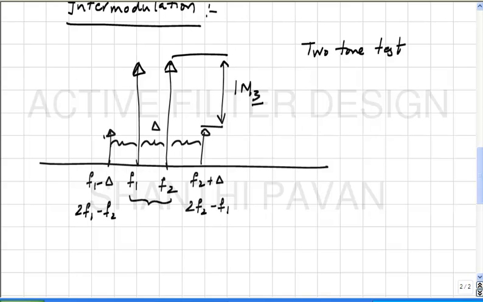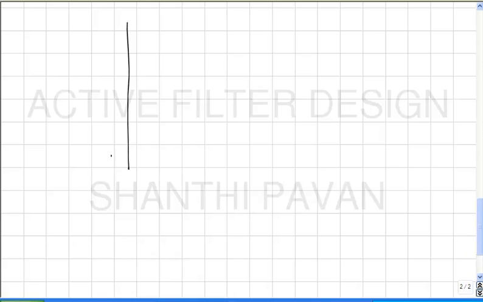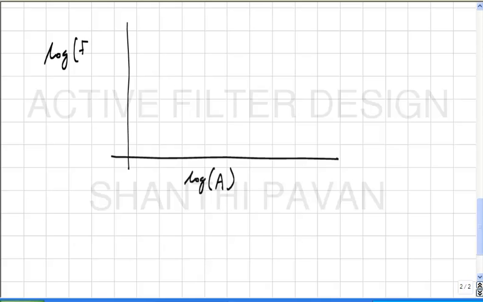It should be almost in the same ratio, sir. It's cubic, right? The fundamental is proportional to Vi, the distortion terms are proportional to Vi cube. You understand? So, for example, at the output of the filter at a particular set of frequencies F1 and F2, if I plot log amplitude on the x-axis and log of the fundamental at the output on the y-axis, what should I get if I vary the input amplitude and measure the output fundamental?